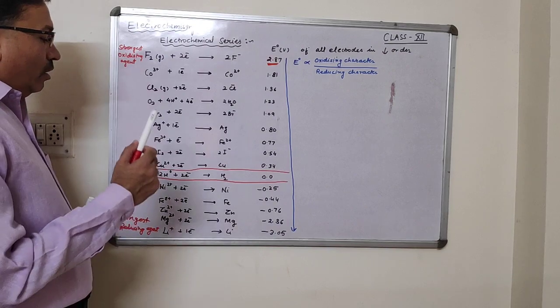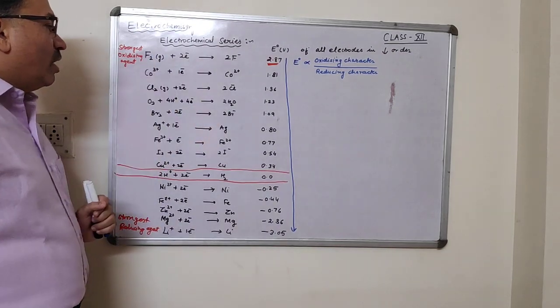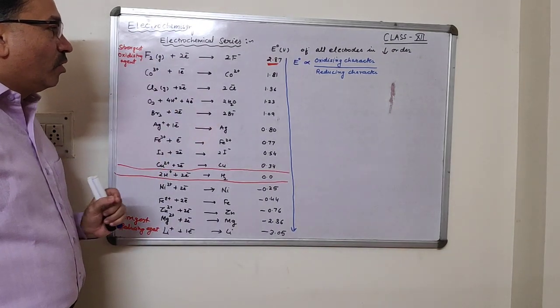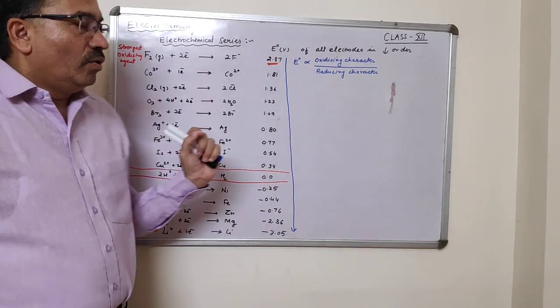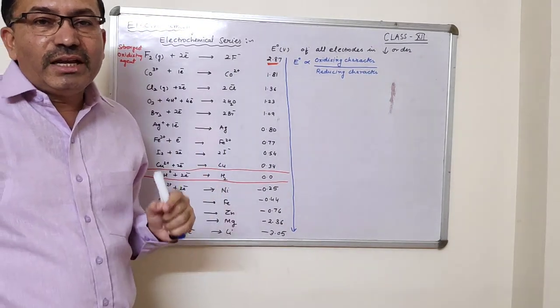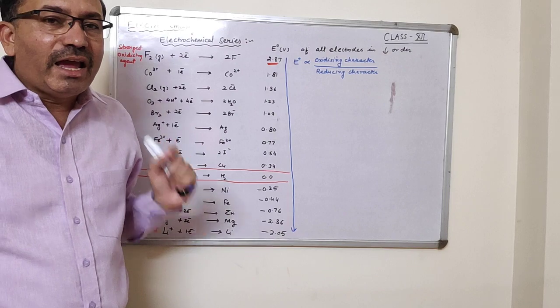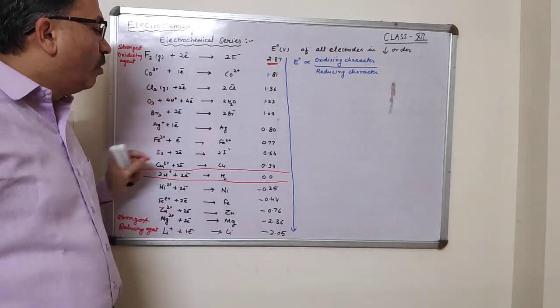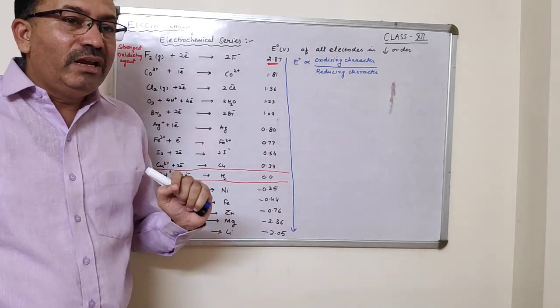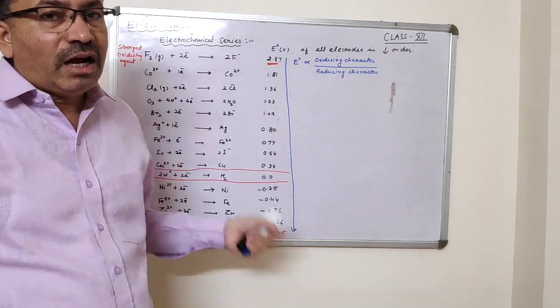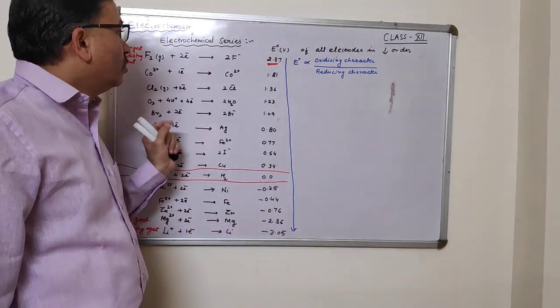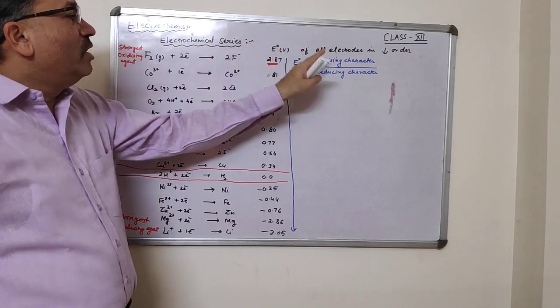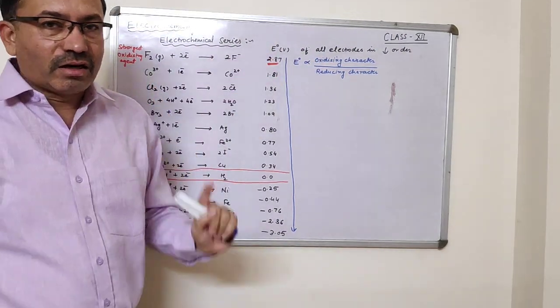And using this electrochemical series, the values of E naught, we can compare the oxidizing or reducing nature of different substances. The lower the value of E naught, the stronger the reducing character. The higher the value of E naught, the stronger the oxidizing character. Point number 1.